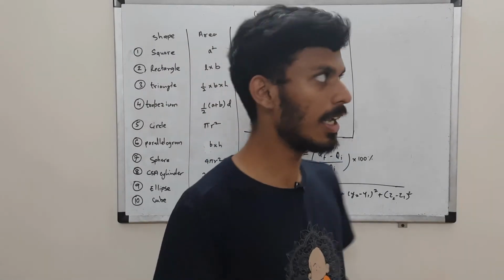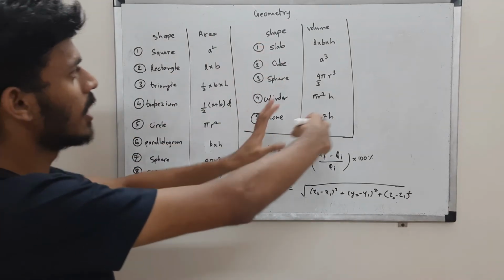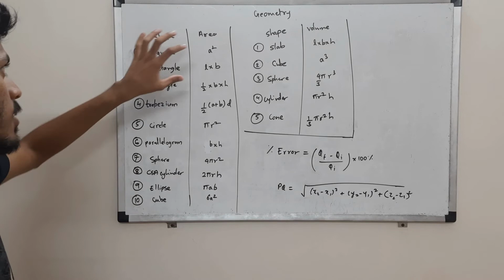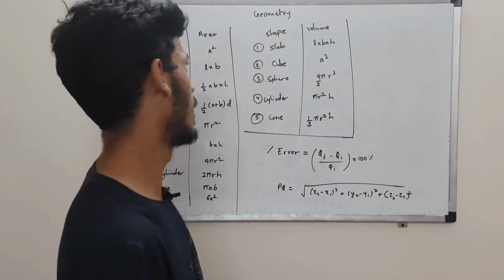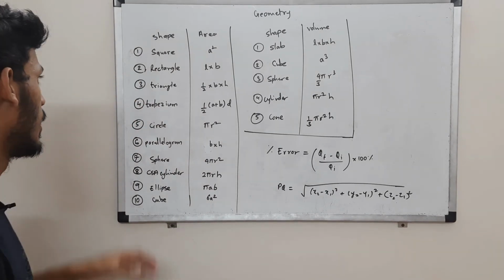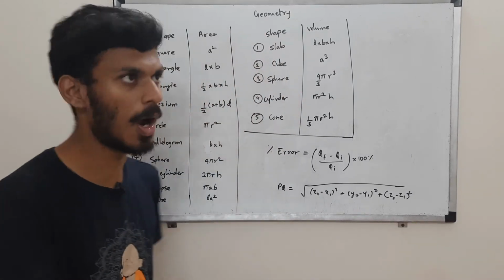Let's discuss geometry. In this, we are going to discuss some shapes and their areas, and some shapes and their volumes. So let's begin. Here are some shapes with their areas. First is a square, with area side squared. Then rectangle, length into breadth. Triangle, the area is given as half base into height.